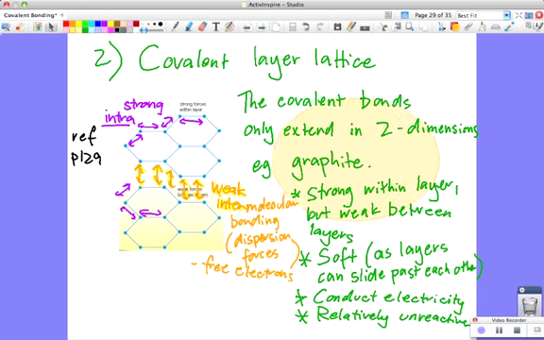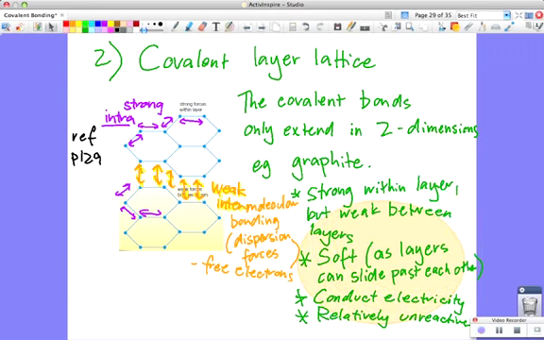So in graphite, you get very strong bonding within the layers, but weak between the layers, and that makes it soft. That's why graphite is so good in pencils, because the layers can slide past each other. It actually feels quite greasy if you get a lot of sharpened pencil shavings on your fingers.